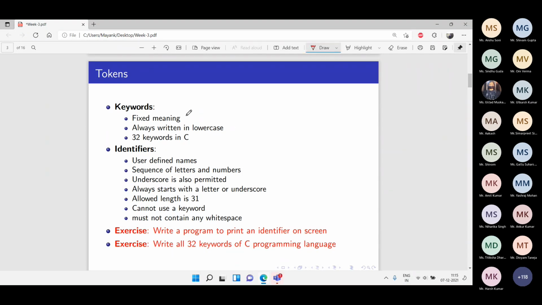Keywords means they have fixed meaning. Okay, this is important. They are always written in lowercase. And there are a total of 32 keywords in C. So when we wrote the first program, you remember we wrote one line, void main.